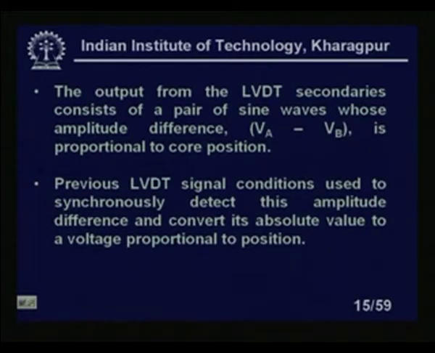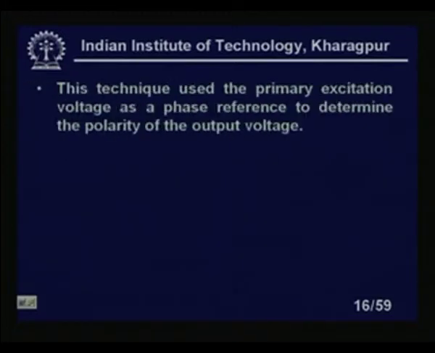The previous LVDT signal conditioners, because we already did this type of thing and made a lot of adjustments, needed some signal conditioning circuit to kill the null voltage and to kill the phase difference between input and output. Previous LVDT signal conditioning circuits were used to synchronously detect this amplitude difference and convert the absolute value to a voltage proportional to position. This technique uses the primary excitation voltage as a phase reference to determine the polarity of the output voltage.